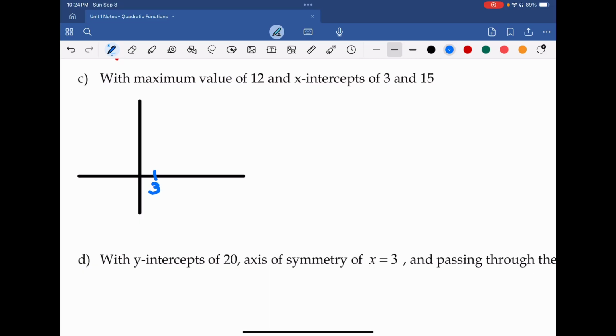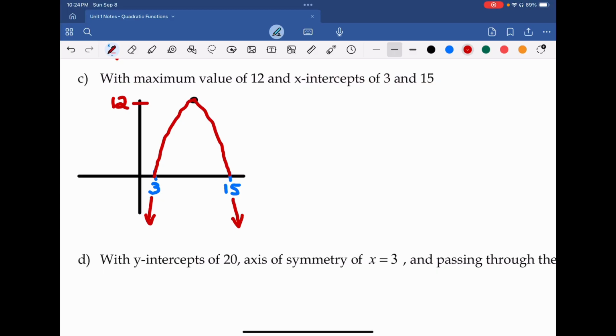I'm going to put this little 3 here. I'm going to put 15 here. And then I'm going to put a point somewhere kind of in the middle up here at 12 in the y direction. So this is going to be our 12 up here. Now, our parabola would look like the following. If I was to sketch over top of this what this parabola looks like, maybe I'll use red to help us out. I'm going to go from here. It's going to go through here and keep going down. It's going to go through 15 and then head down like this.